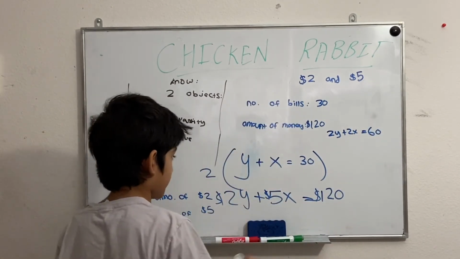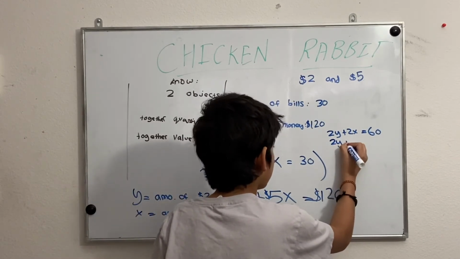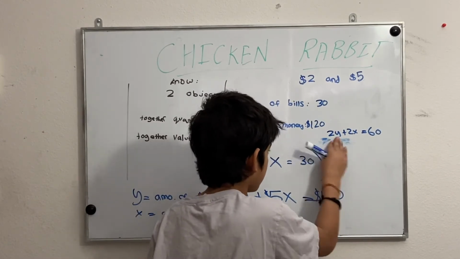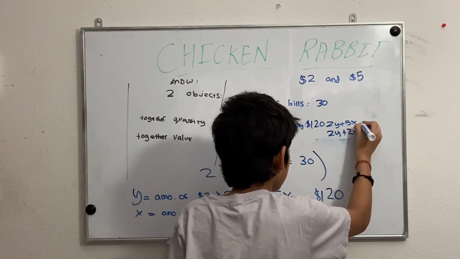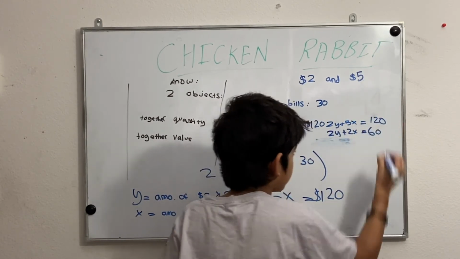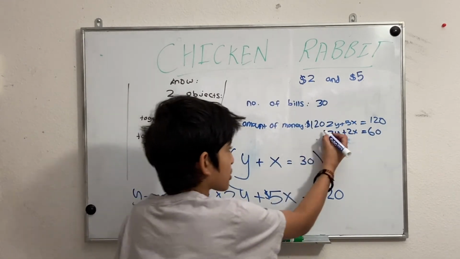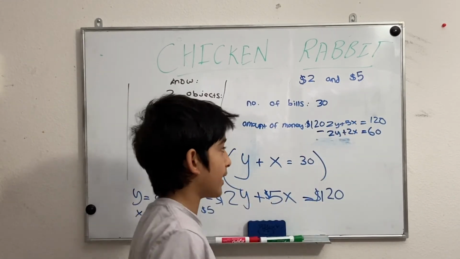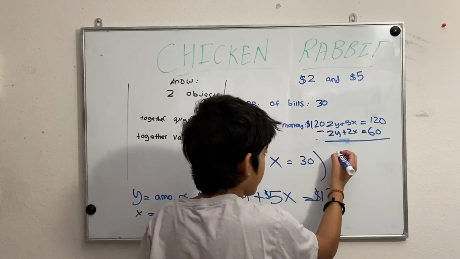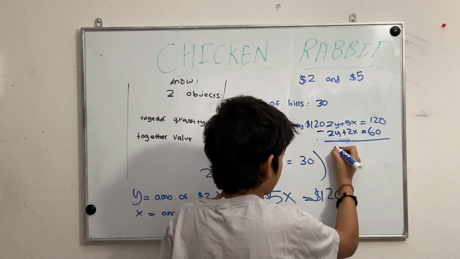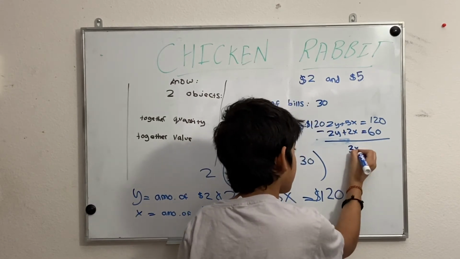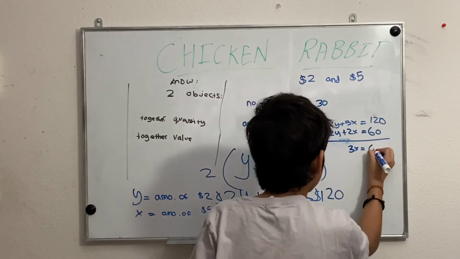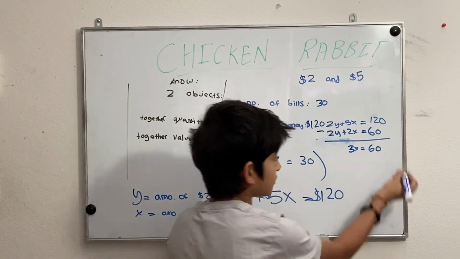And what's our other equation? 2y, here, let me write it at the top. 2y plus 5x is equal to 120. So what do we notice here? We can just subtract it and we'll cancel out 2y. So 2y minus 2y is just equal to 0y, which is nothing. 5x minus 2x is equal to 3x. And this is equal to 120 minus 60, which is 60. So 3x is equal to 60.